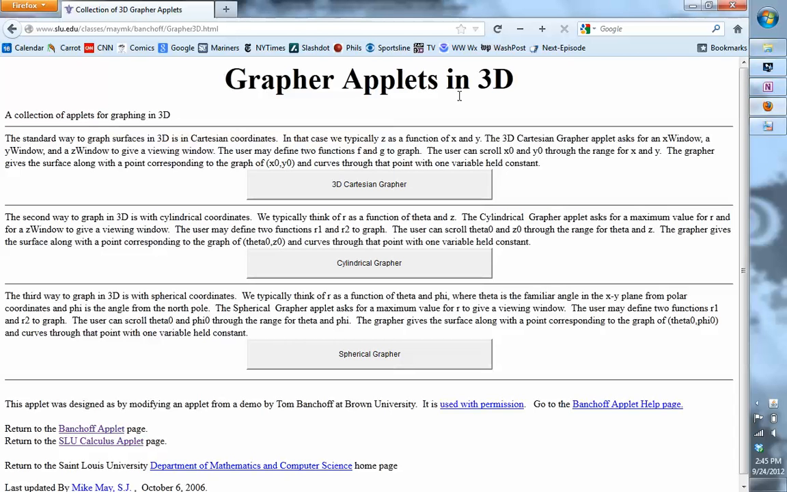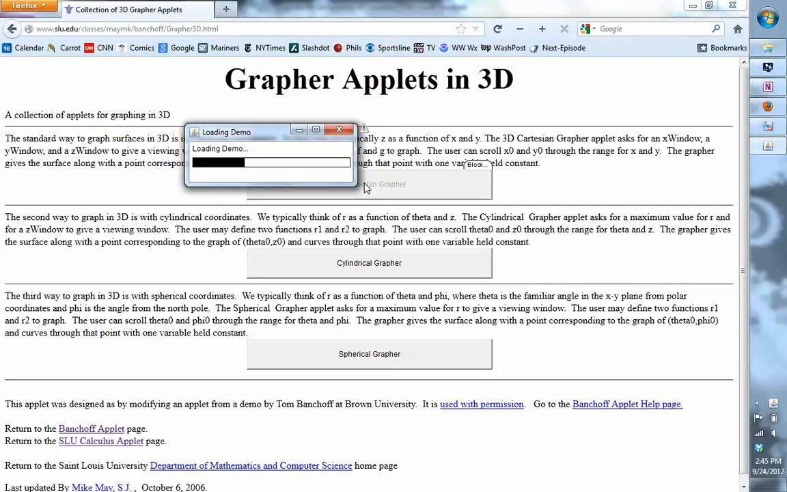So we've got these three Java applets. We're not going to use the cylindrical or the spherical one, although you're free to play around with them, obviously. We're interested in the Cartesian one. This is the one that uses x, y's, and z's. So click on that square, and it'll launch an external program using Java.